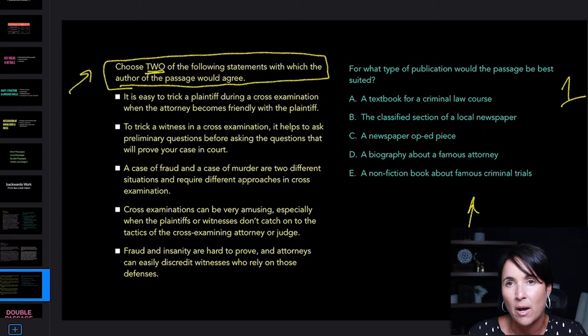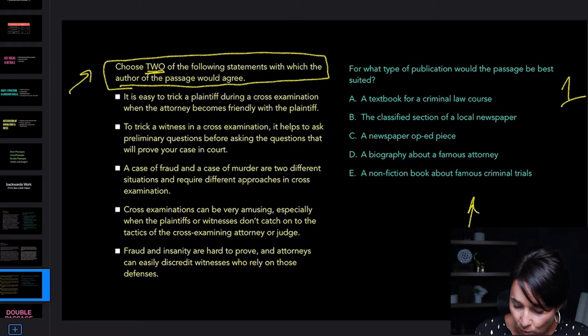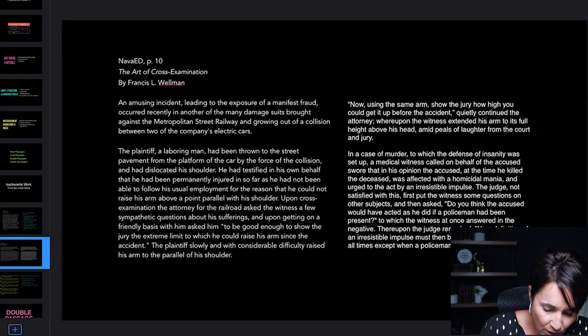And then it says, what type of publication would this passage be best suited to? So that's another kind of tone, craft, structure question. Where would I put this? And if the answer choices are short like this, you might just quickly say, okay, a textbook, classified section, newspaper, biography, nonfiction. All right, let's go back in. I'm ready to roll. I know what is being asked of me now. Let me start reading, okay?